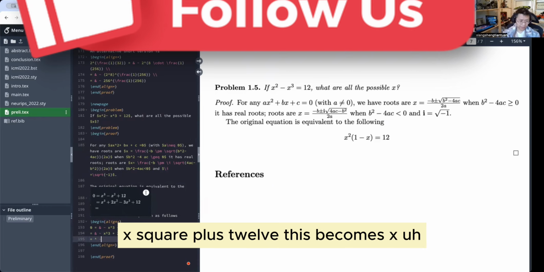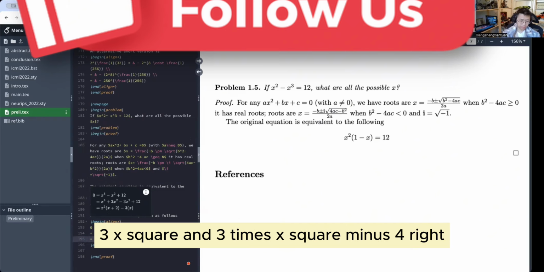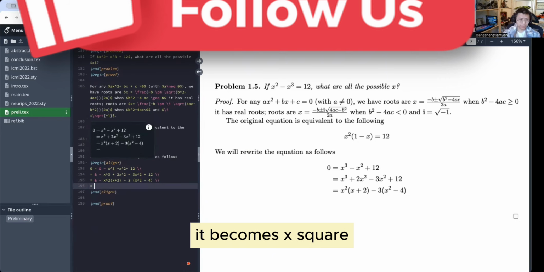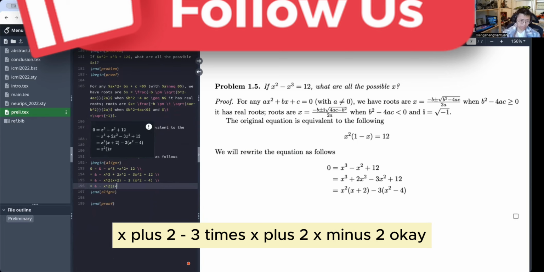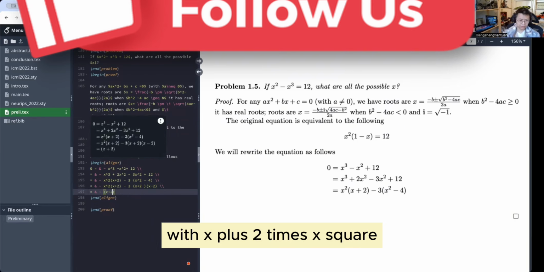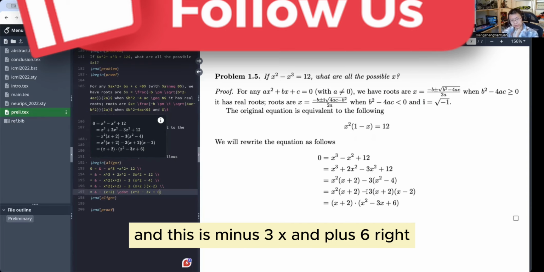So this becomes x squared times (x plus 2) minus 3 times (x squared minus 4), which becomes x squared times (x plus 2) minus 3 times (x plus 2)(x minus 2). Then we pull out the common term: (x plus 2) times (x squared minus 3x plus 6). We can double check: taking out this term gives minus 3x and plus 6. So this is the equation.